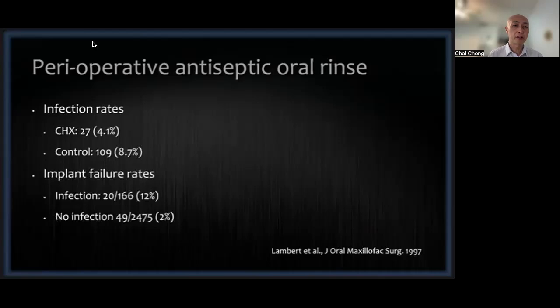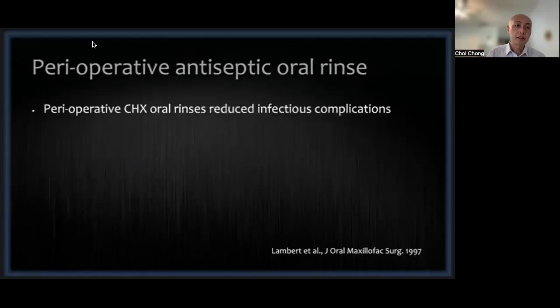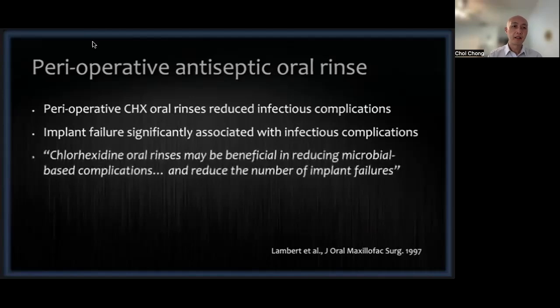And when we also look at the implant failure rates, whenever there was an infection, the failure of implants was significantly higher than sites where there were no infections. So in conclusion, the study states that perioperative chlorhexidine rinses reduced infectious complications and that implant failure significantly associated with infectious complications was noted. Thus, chlorhexidine oral rinses may be beneficial in reducing microbial-based complications and therefore reduce the number of implant failures.